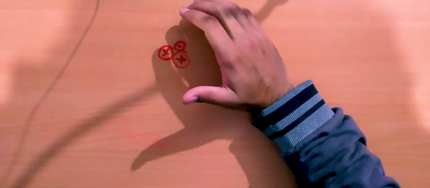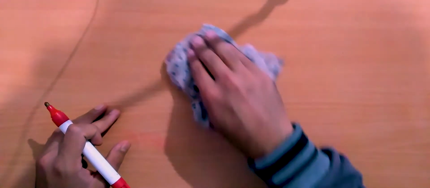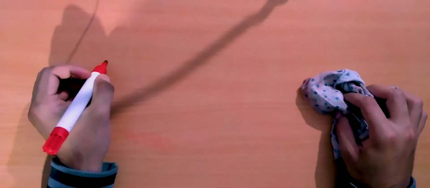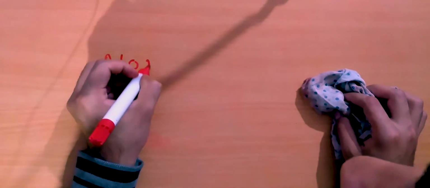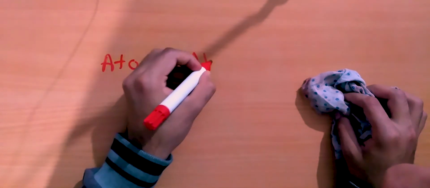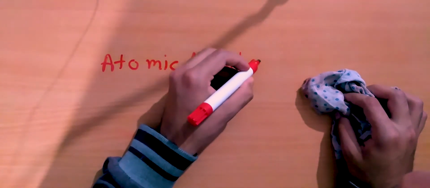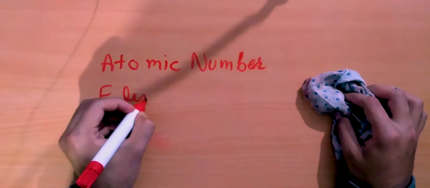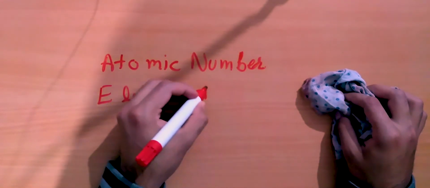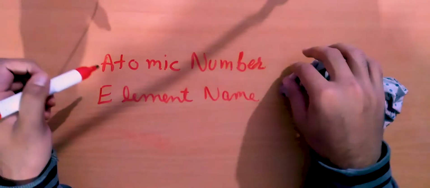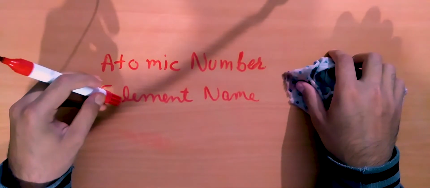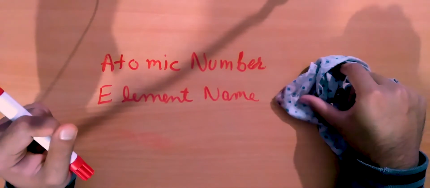And just for your knowledge, the number of protons in a given atom is called its atomic number. So atomic number, and you have the element's name also. Just to imagine it, we can imagine the atomic number as the roll number of the element, so to speak, and the element name is the name of the element.